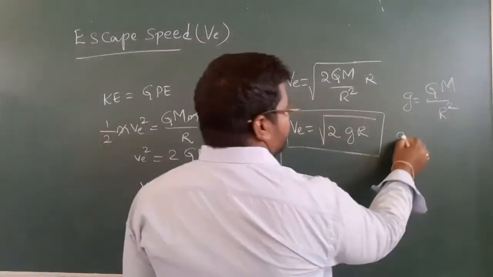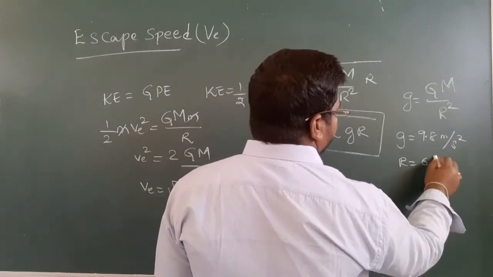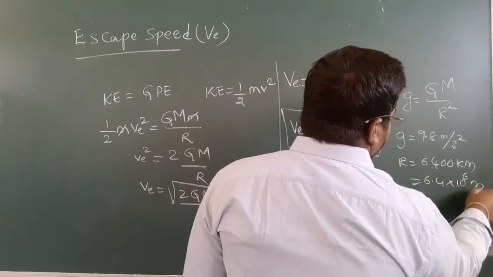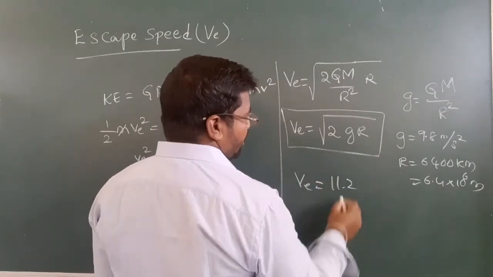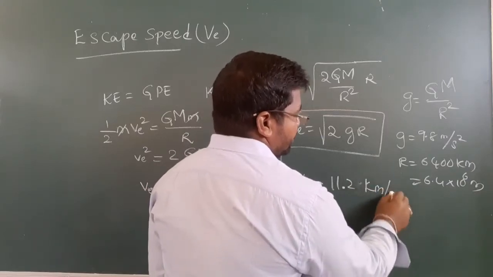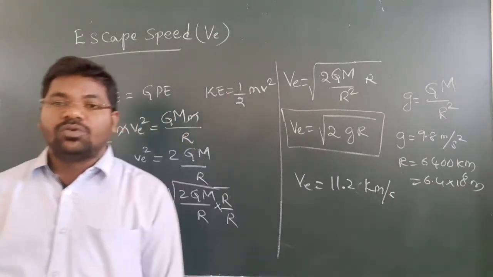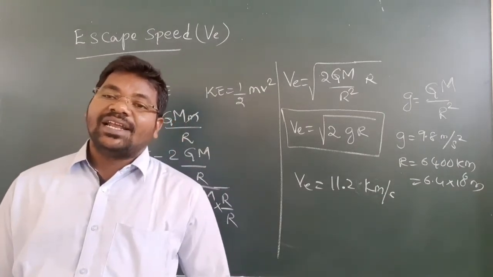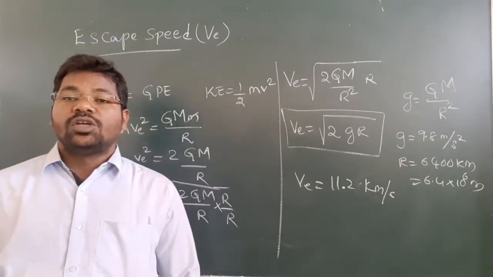We know that g is equal to 9.8 meter per second square and r is equal to 6400 kilometers, or 6.4 into 10 power 6 meters. Substituting these values in this equation, we get 11.2 kilometer per second. So the minimum speed or velocity with which a body escapes from the earth's gravity is 11.2 kilometer per second.